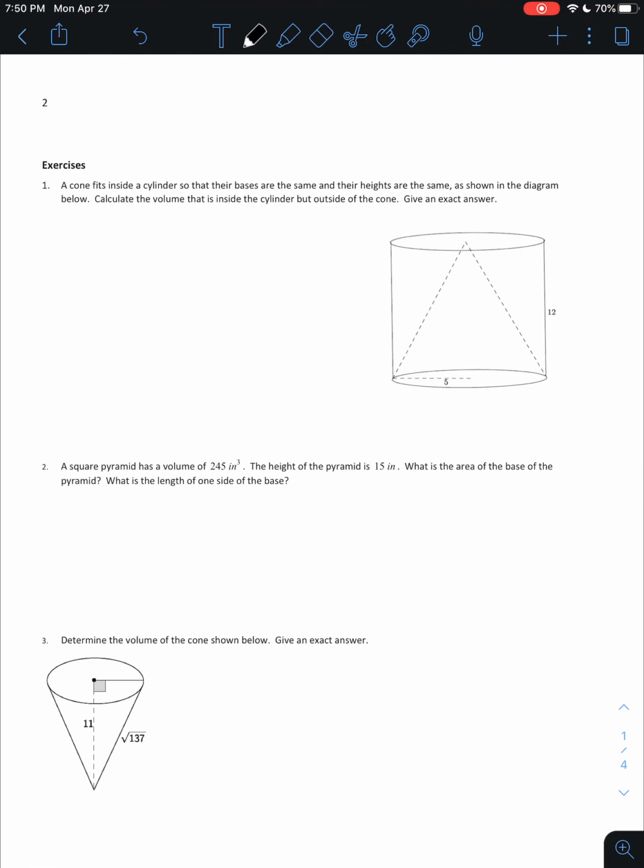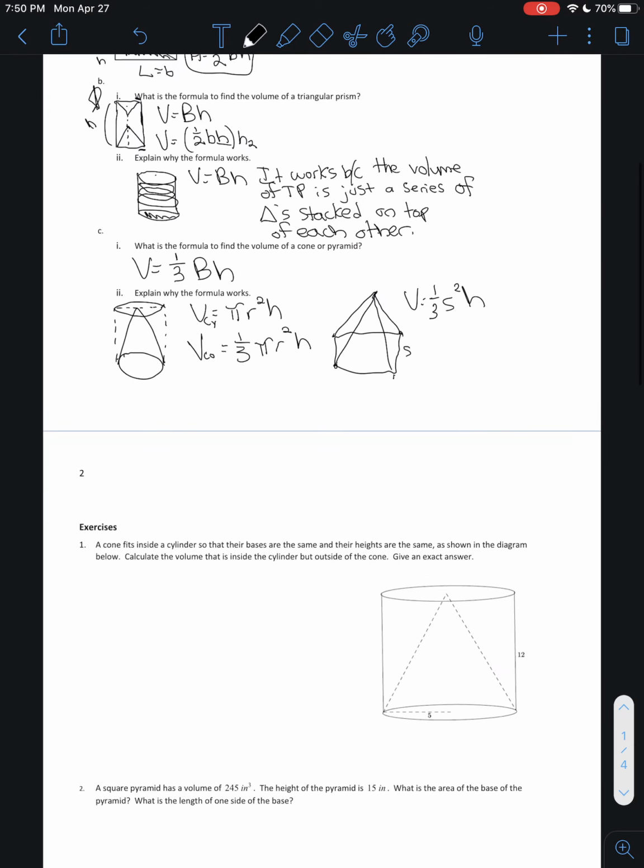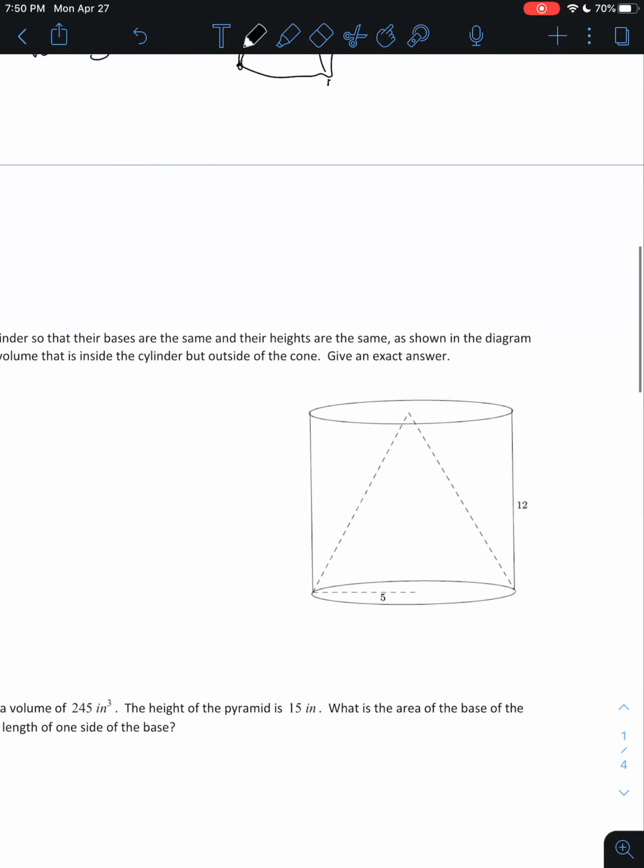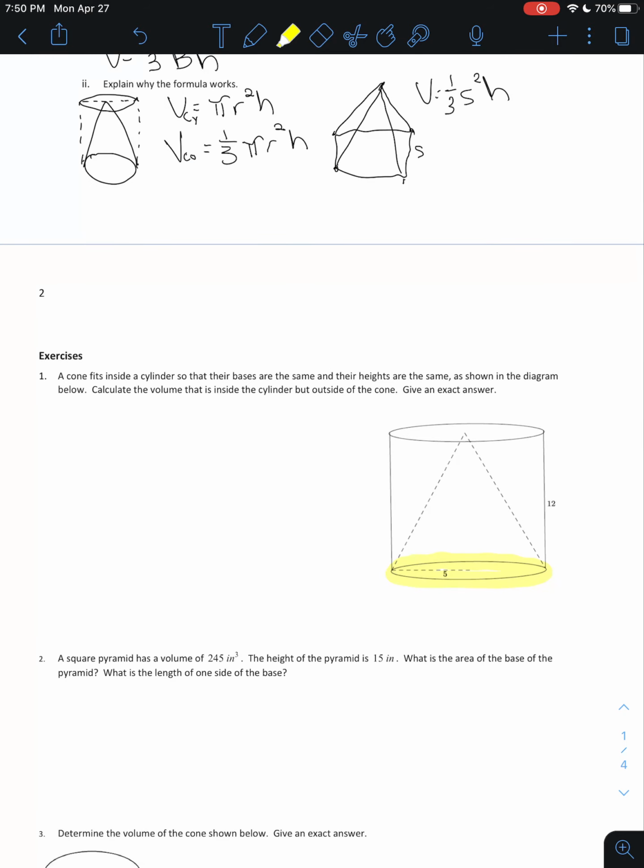So let's look at our first exercise over here. Our first exercise says a cone fits inside a cylinder so that their bases are the same and their heights are the same. So this is similar to what I drew up here, right? This is just a better drawing. So we have our base, this circle down here. And then we have the cylinder, which is this part.